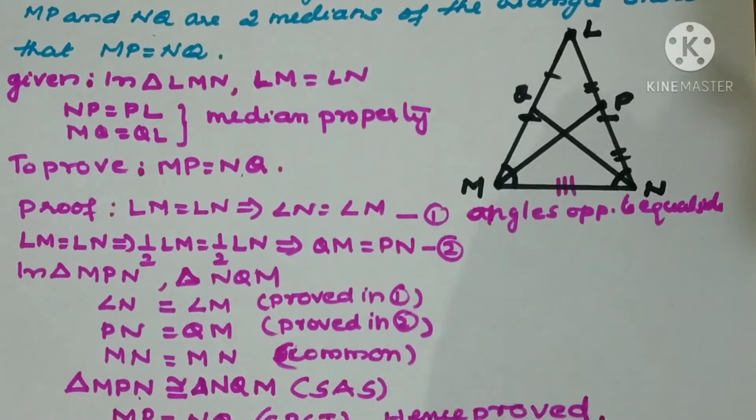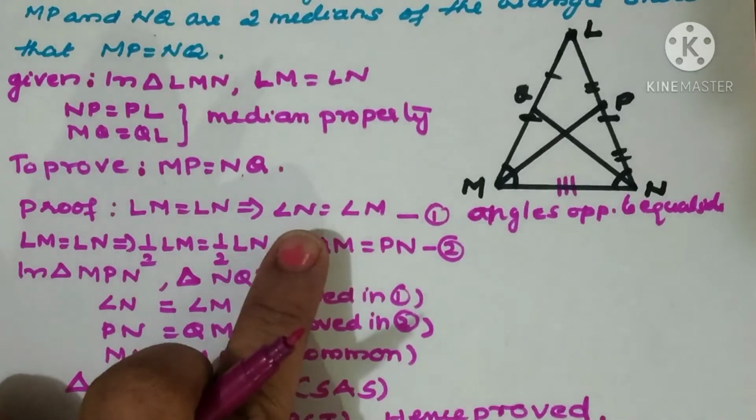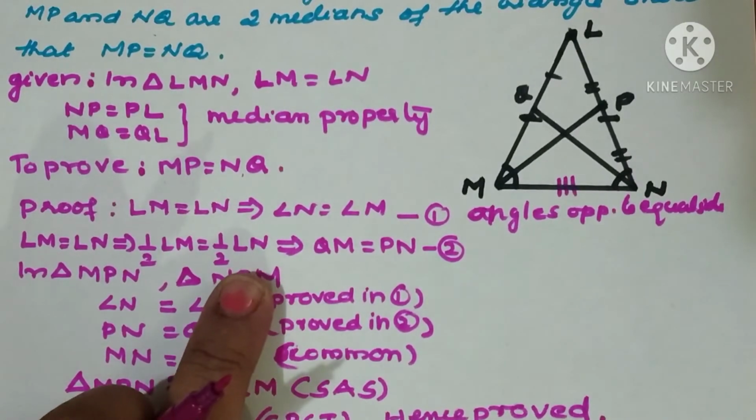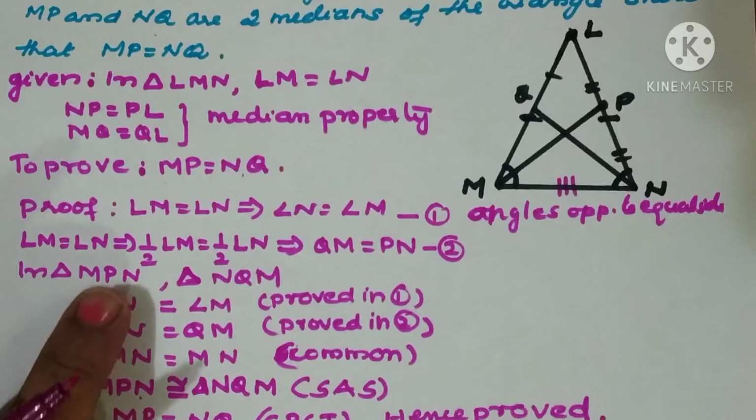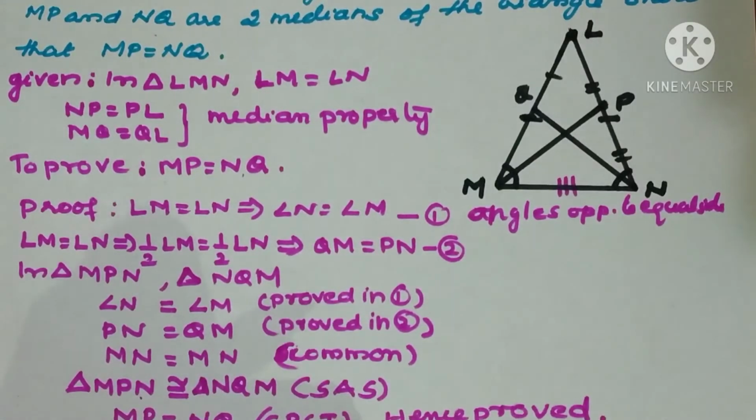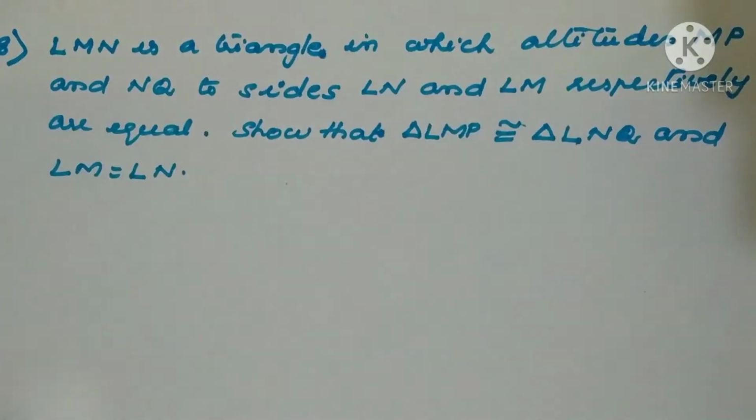So in this question the diagram is not given, so you must draw the diagram, and since it's a geometry question, write all the parts. Angles opposite equal sides are equal, and halves of equals are equal, those are the two criteria we have added with the common property. Then we got that SAS criteria. Like this, statement and reason should be written neatly for geometrical questions. Now after that, the CPCT result, that is MP equal to NQ, hence proved.